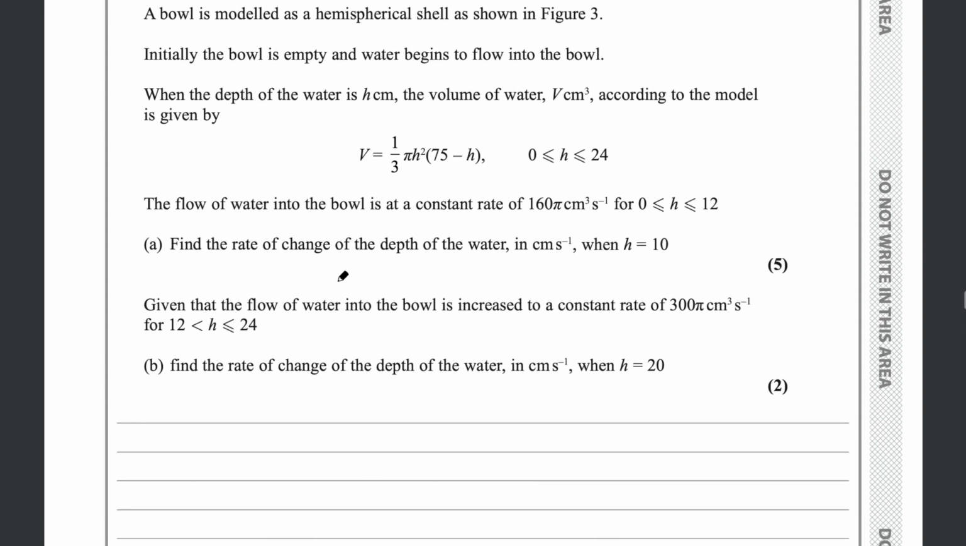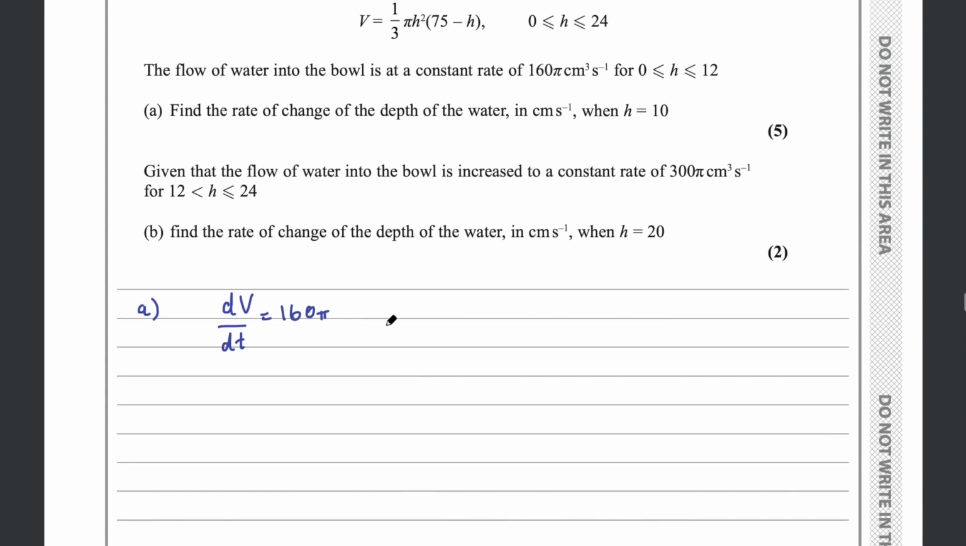Part A says find the rate of change of the depth of the water in centimeters per second when h equals 10. So part A, they've given us the constant rate, or the change in the volume per second, of 160 pi. Another way of stating that would be the change in volume with respect to time, or dV on dt, is 160 pi. And we're looking for the rate of change of the depth of the water. Now the depth of the water, they said, is h, so we're looking for dh on dt.